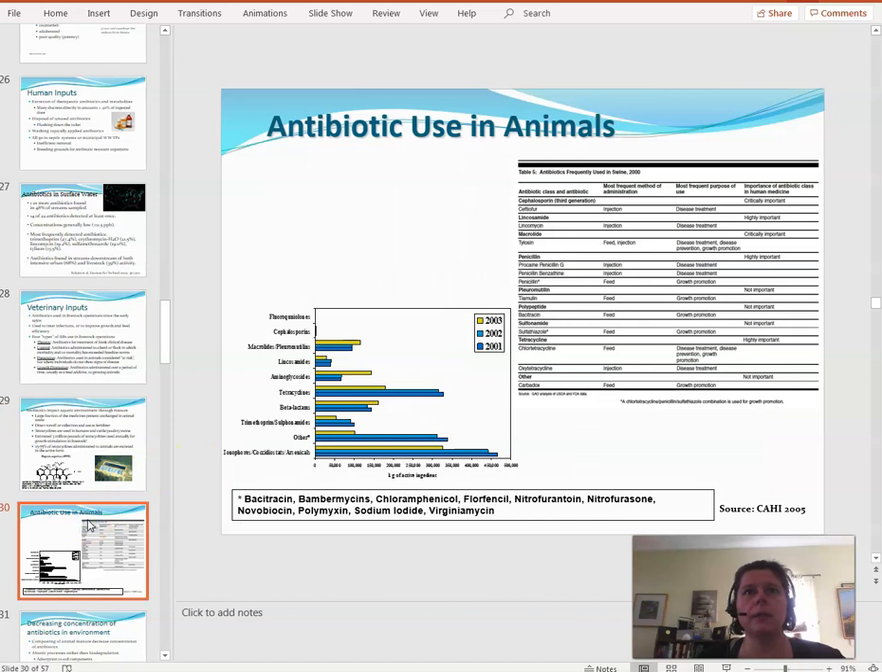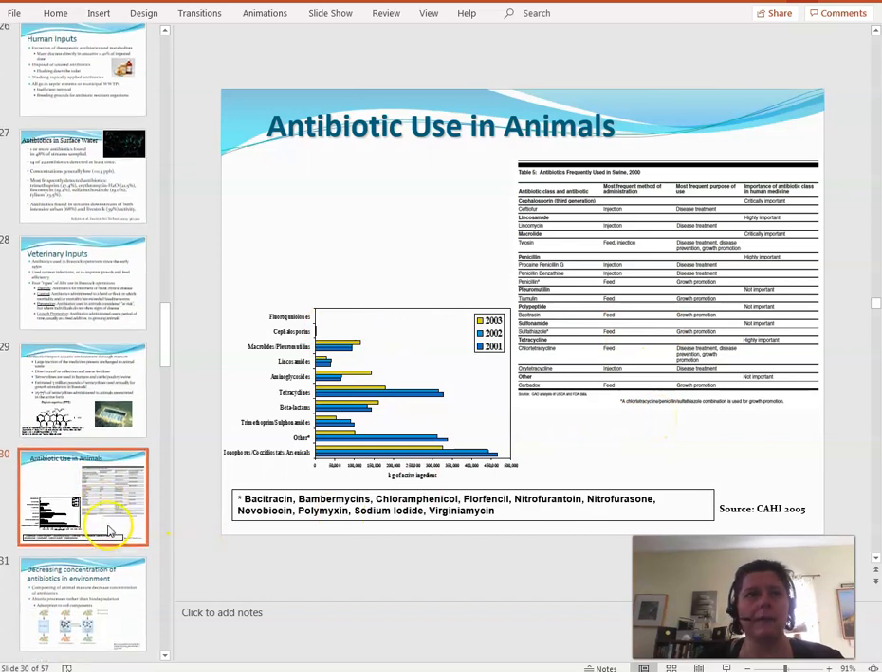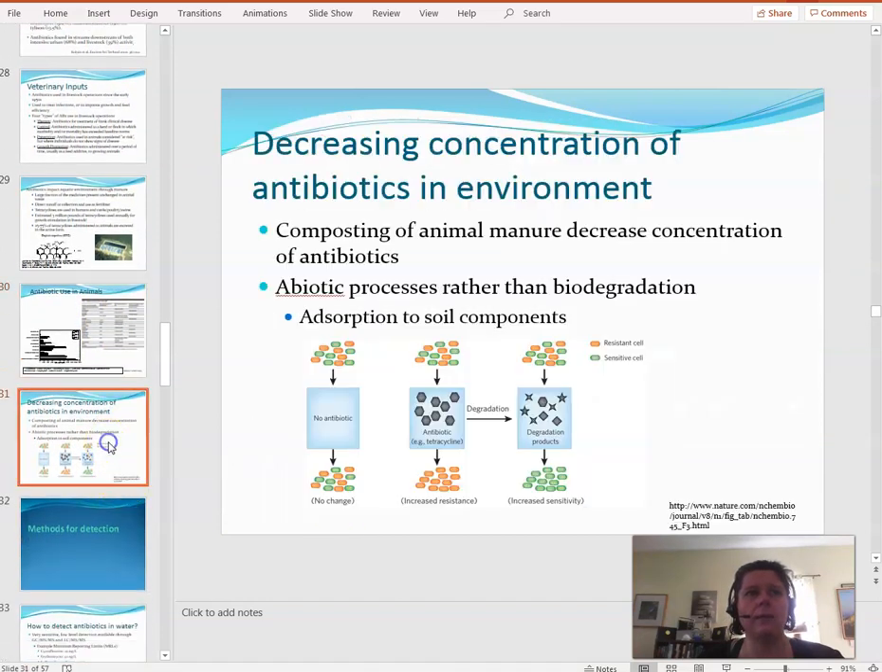So for antibiotic use in animals, these are the different types of antibiotics that are used. There are different ones, and there are different times when different antibiotics are used. So all different classes of antibiotics are used for that.